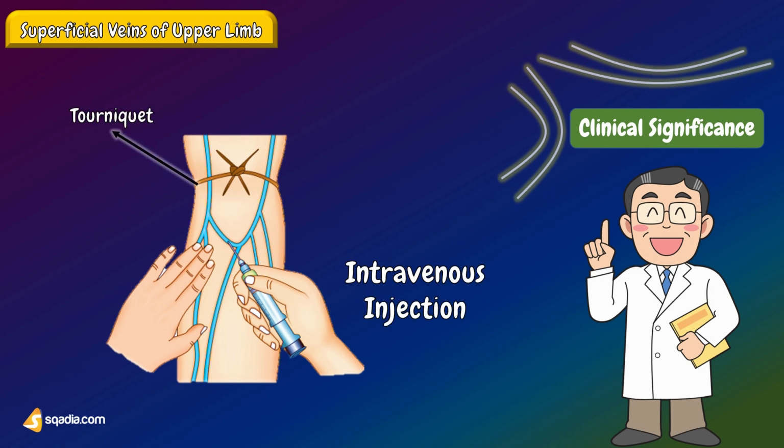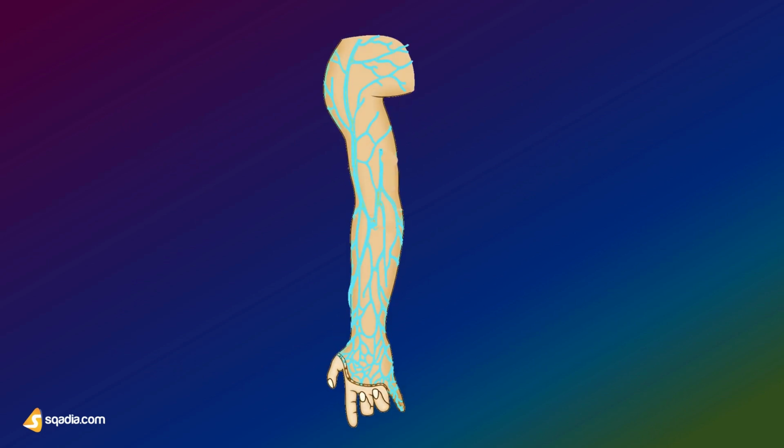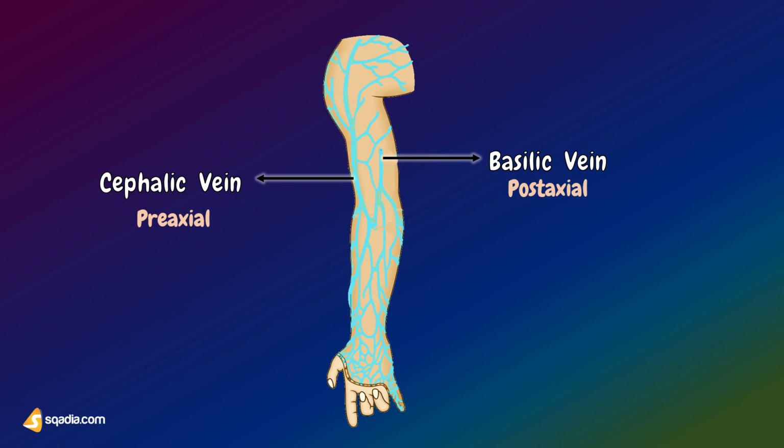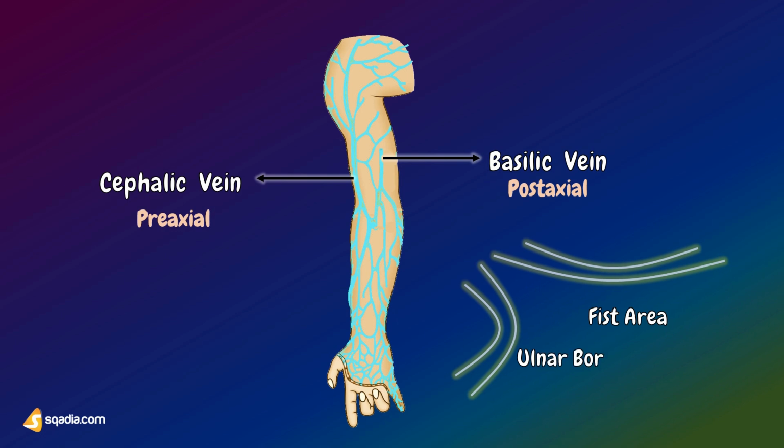This is done by placing a tourniquet. The tourniquet is applied 3 to 4 inches above the needle insertion point. Here you can see the veins of the upper limb and their tributaries. Most of the superficial veins of the limb join to form 2 large veins, the cephalic and basilic. The cephalic vein is the preaxial vein, while the basilic vein is postaxial vein.